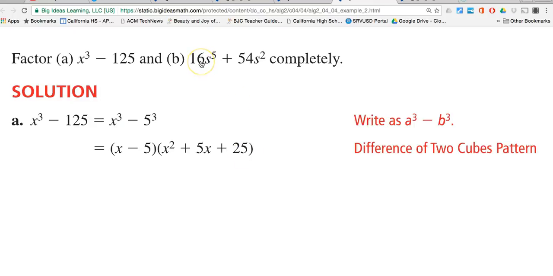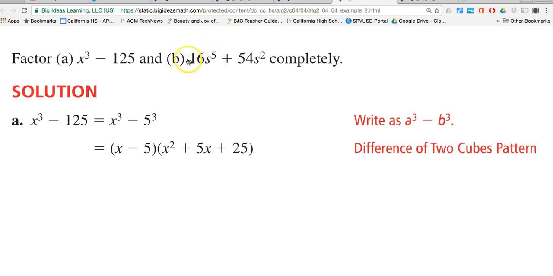Now, the second one takes a little bit more work, because looking at it, 16 and 54 aren't perfect cubes. We've got s to the 5th power and s squared, so you don't see a third degree right from the start. But if you recall, our first step is always factoring out any common factors. If you look at these, obviously they both have the variable s. Here we've got 5 s's, and here we have 2. So that means we can factor out s squared from both of these.